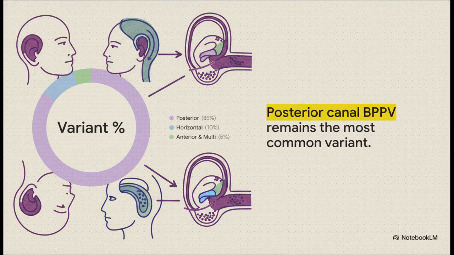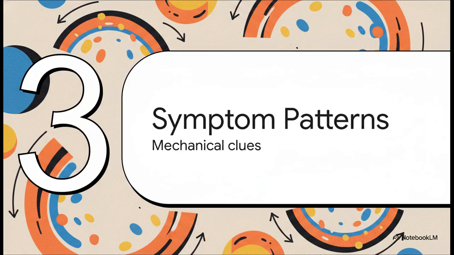Now, the anatomy directly dictates our clinical probabilities here. If you look at the distribution, it heavily favors the posterior canal at roughly 85%. And why is that? Well, physically, the posterior canal is the most gravity dependent. It's literally the lowest point whether you're supine or upright. The horizontal canal catches about 10% of cases, while the anterior canal, which is anatomically the least dependent, is only involved in about 1 to 2% of cases. Which brings us to section 3, symptom patterns by variant.